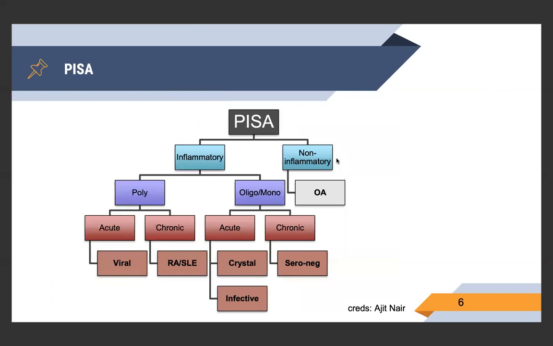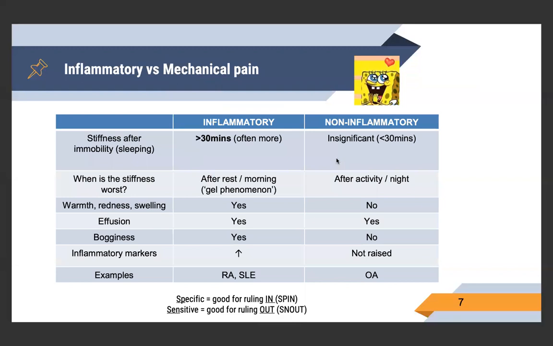Inflammatory versus mechanical. This is really high yield. I'm sure you all kind of know this by now. So inflammatory is if you have stiffness after immobility, which includes sleep, which is just immobility for like 8 hours, if you think about it. And in inflammatory, this is significant. This is more than 30 minutes. Often it's even more than that, more than an hour, but 30 minutes is usually what we use as the benchmark.